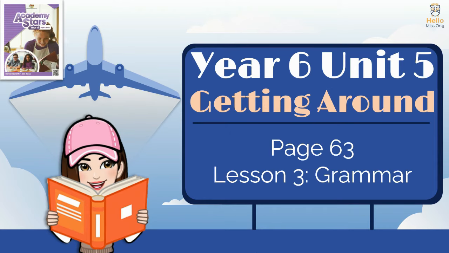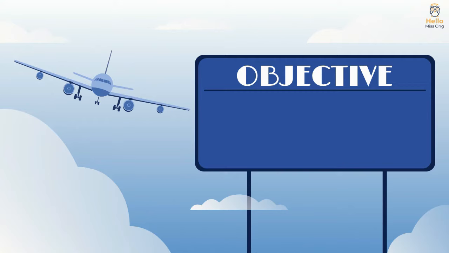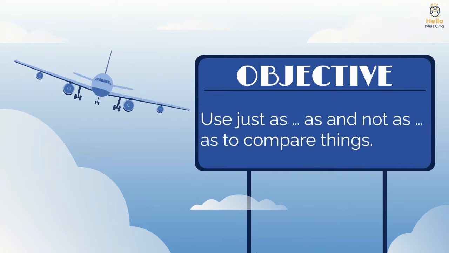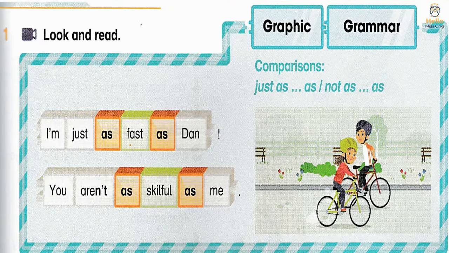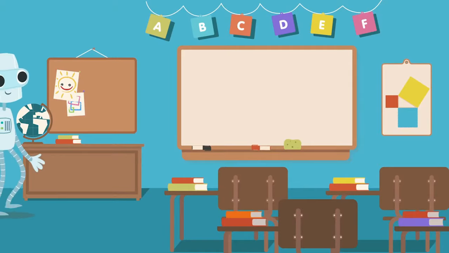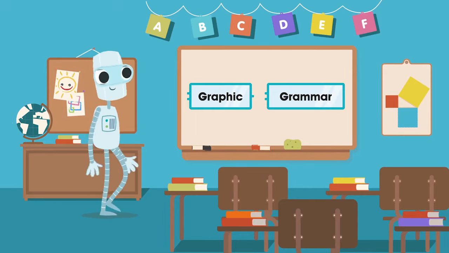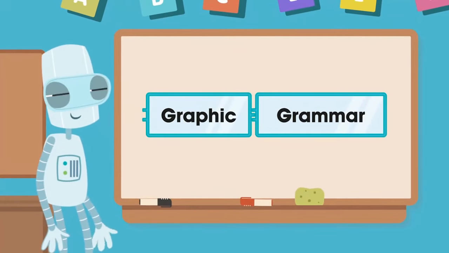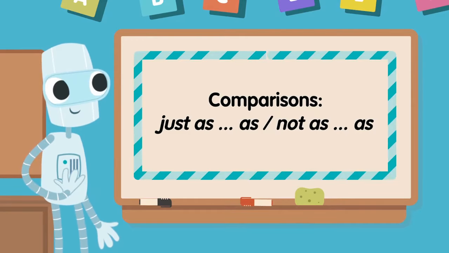Unit 5, Lesson 3, Grammar. Objective: I can use just as and not as to compare things. Activity 1. Look and read. Comparisons. Just as, not as.